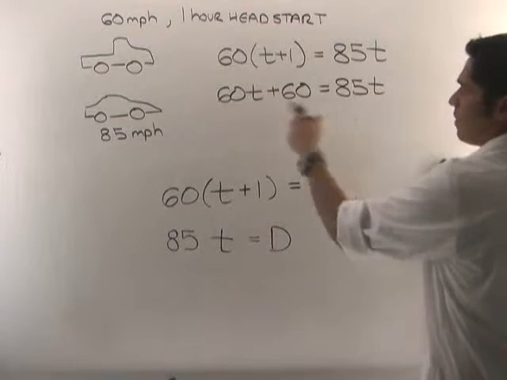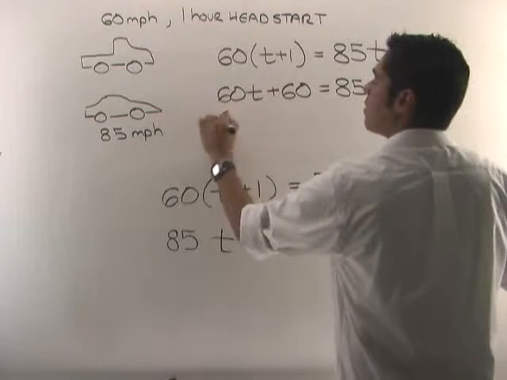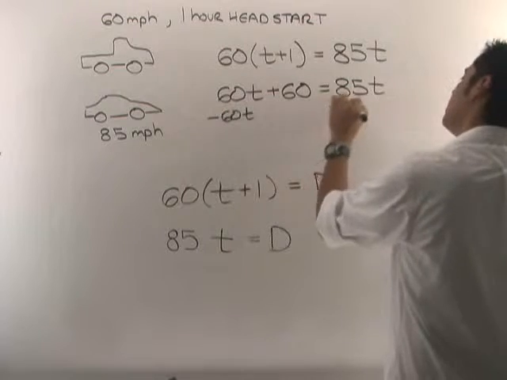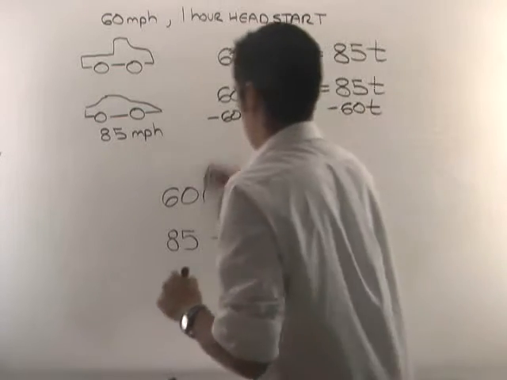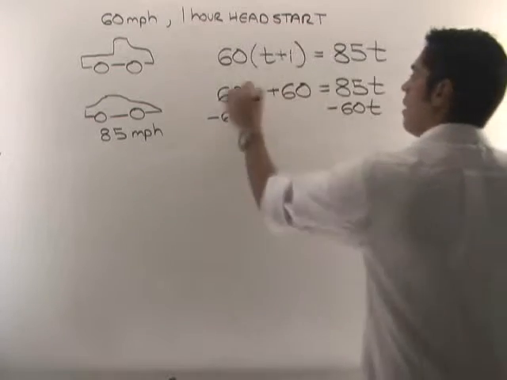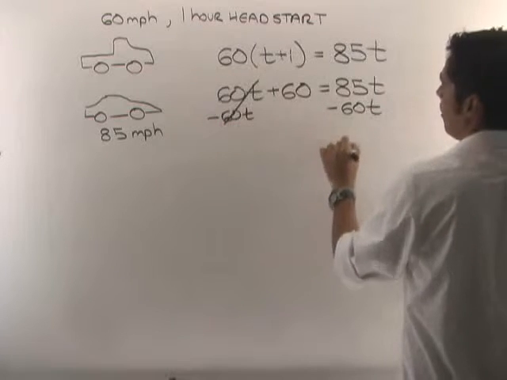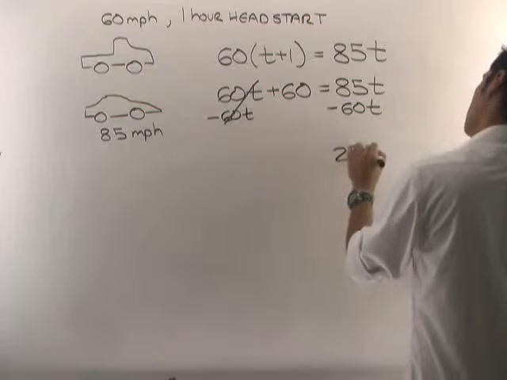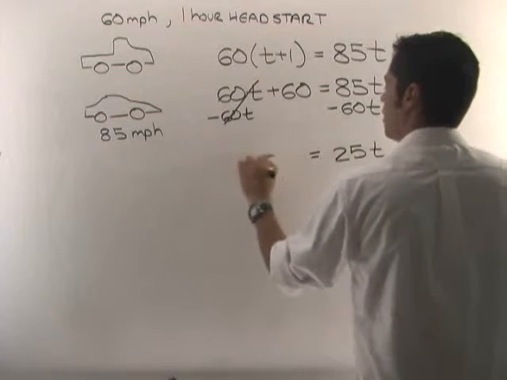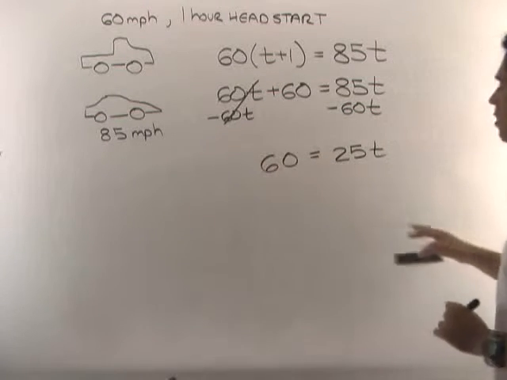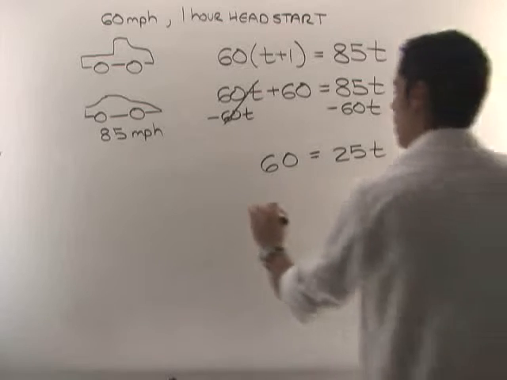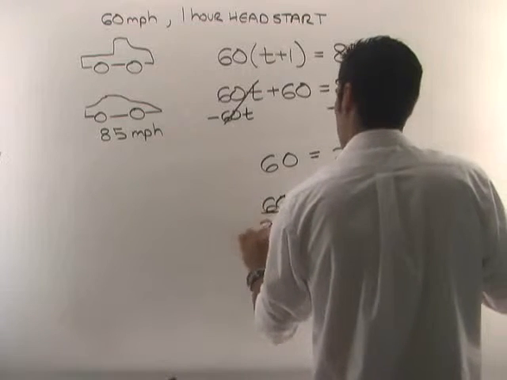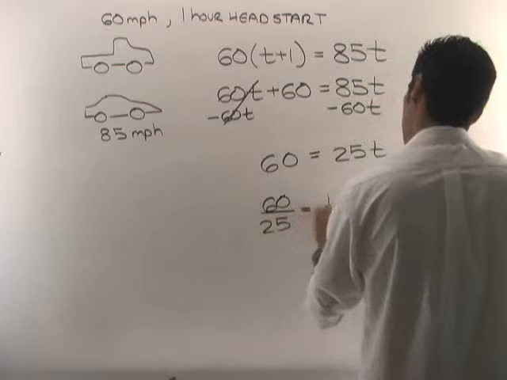And now what we do is we get our T on one side. So I will subtract 60T, subtract 60T. Here it goes away. Here we're left with 85 minus 60, which is 25T, equals 60. So now all we need to do is divide both sides by 25. So 60 divided by 25 equals T.